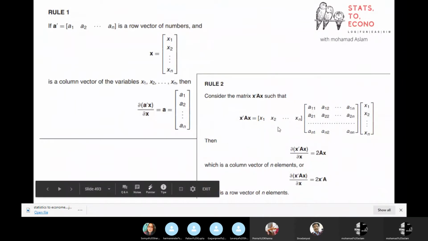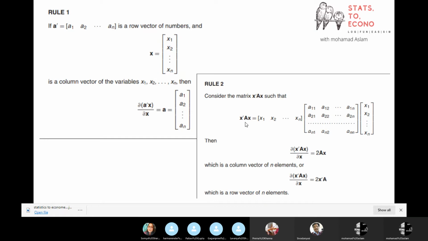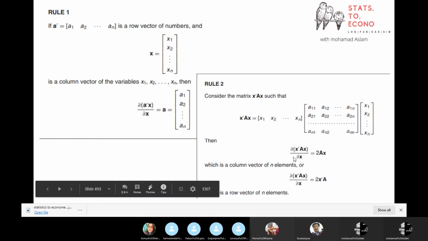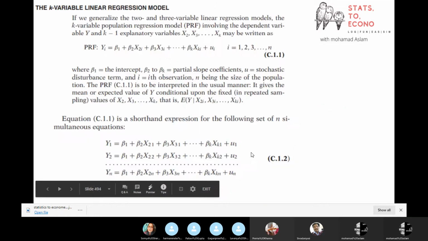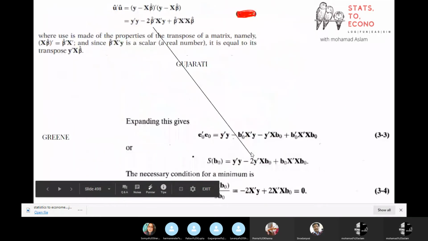Let me give you this particular rule. If you have, let's suppose, this particular matrix X transpose A multiplied by X, and if you differentiate this with respect to X, if you take a column vector, then the answer will be 2A, because it's a square, so the power comes first to multiply, then the remaining part A into X. And if you keep a row vector, then it's X transpose A. So here in this particular derivation, we need a row vector.